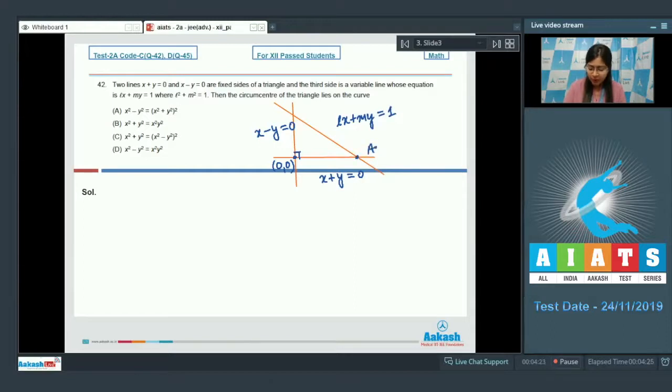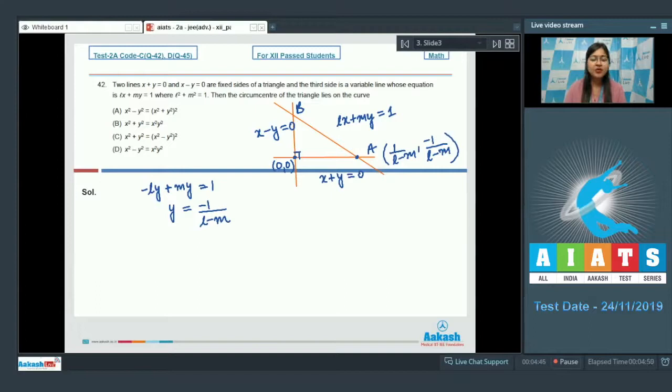Now to find the point of intersection A, let us put x equal to minus y, so we get minus ly plus my equal to 1. So y is equal to minus 1 upon l minus m. So coordinate A is (1 upon l minus m, minus 1 upon l minus m).